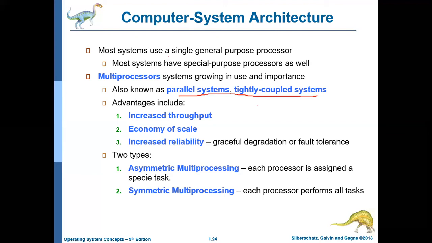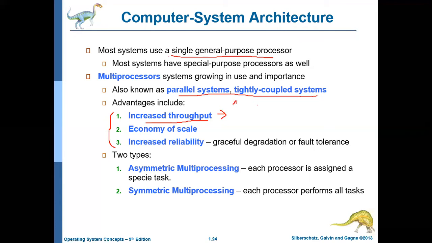So what is the advantage of having a multiprocessor system over a single general purpose processor? There are three main advantages of a multiprocessor system. The first advantage is that by having a multiprocessor system, the throughput of the computer will increase. So what does throughput mean? Throughput means the work done by the processor in a unit time, the amount of work done by the processor in a unit time.